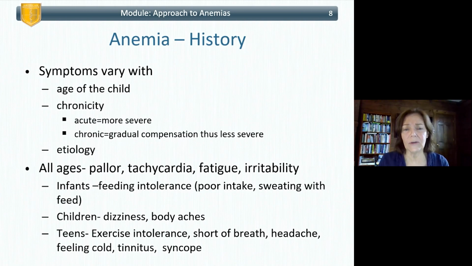They'll be very irritable. Children who are older will experience dizziness and body aches, but sometimes it's difficult for them to explain that to their parent or even to you. Teens will have exercise intolerance, shortness of breath, headaches. They'll feel cold. They'll have ringing in their ears, and sometimes they'll even have syncope.